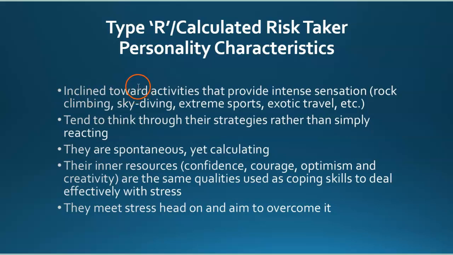So a few other things with type R. Type R people, this is the calculated part. They tend to think through their strategies rather than simply reacting. So someone isn't going to just jump out of a plane skydiving without having done the training and without being familiar with the potential risks. So it's a smart or a wise type of risk taking. Type R people tend to be spontaneous.